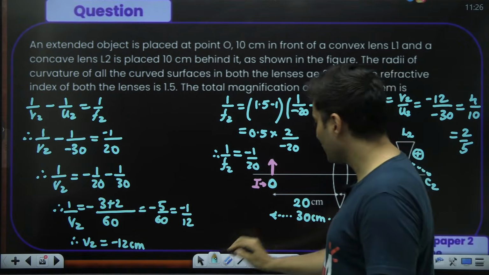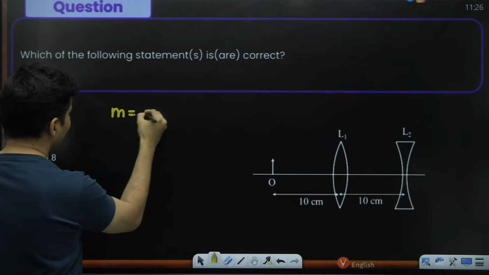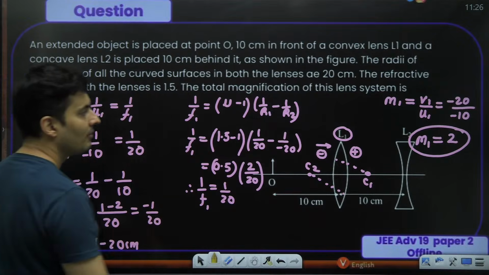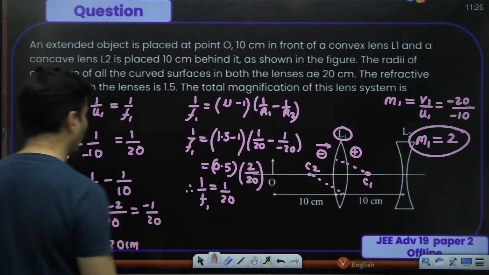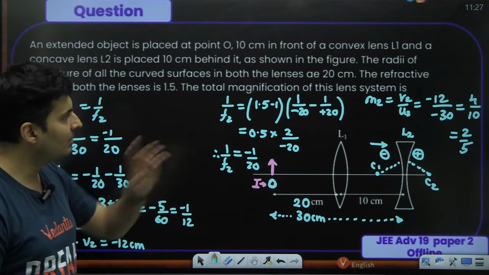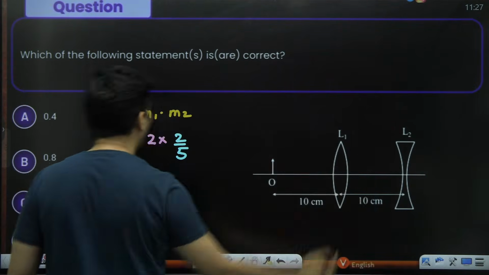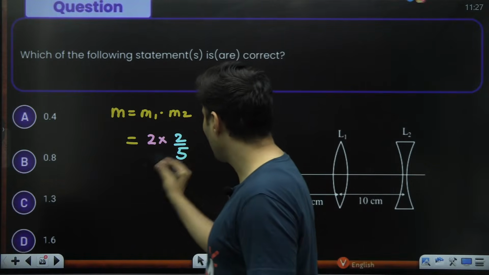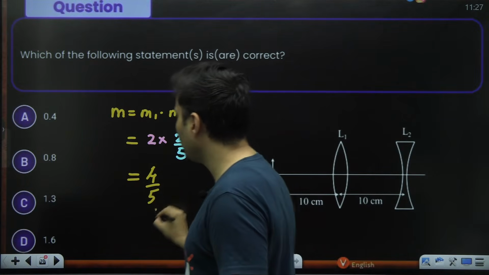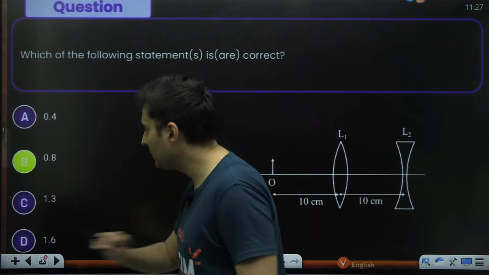Now, that is not the question. The question is total magnification. So let's come back to the original question. Our total magnification will be magnification 1 into magnification 2. First magnification was just the number 2. Second magnification was 2 by 5. So what is the total magnification? It will be just the product of this, which is nothing but 4 by 5. 4 by 5 is nothing but 0.8. That should be the right answer. Yes, it is the right answer.